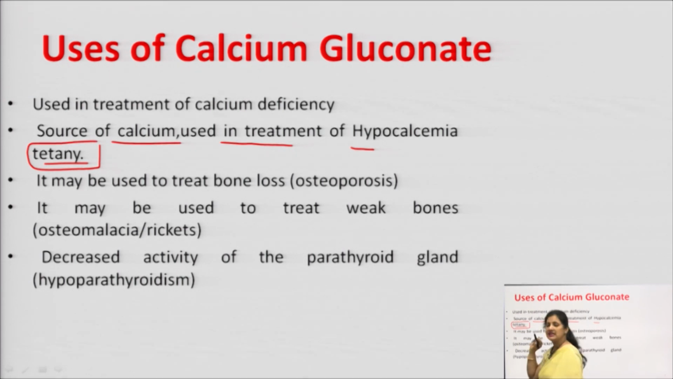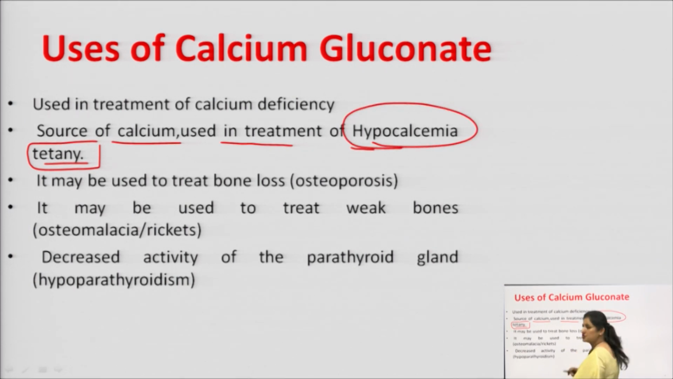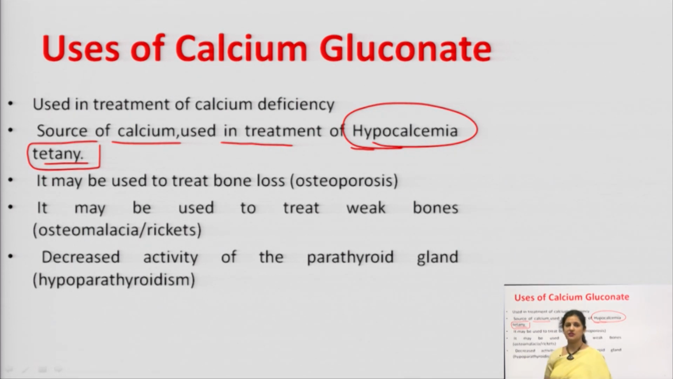Hypocalcemia tetani is the condition of fatigue or involuntary loss of neural control, which is due to deficiency of calcium. It may be used to treat bone loss as in the case of osteoporosis. It may be used to treat weak bones as in the case of rickets and osteomalacia. It is also used in decreased activity of the parathyroid gland, which is called hypoparathyroidism.